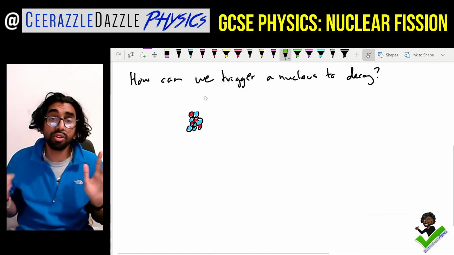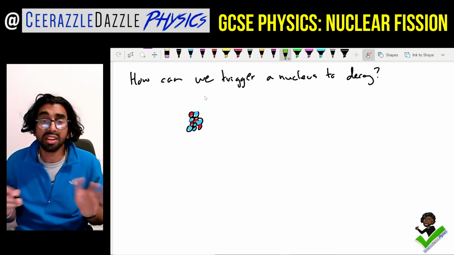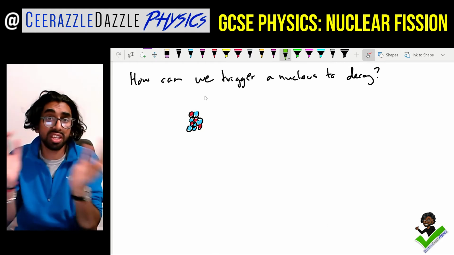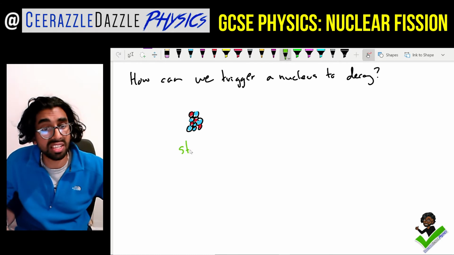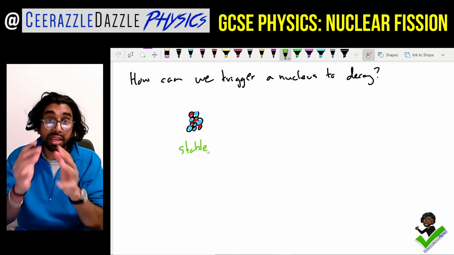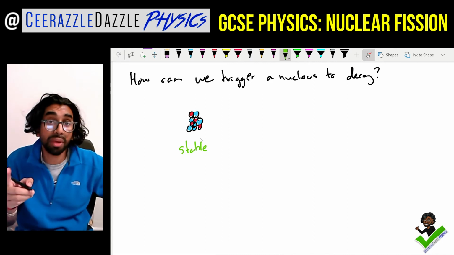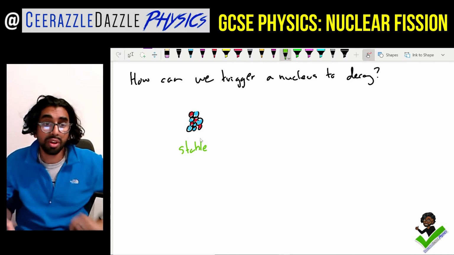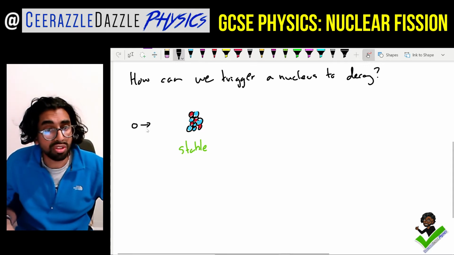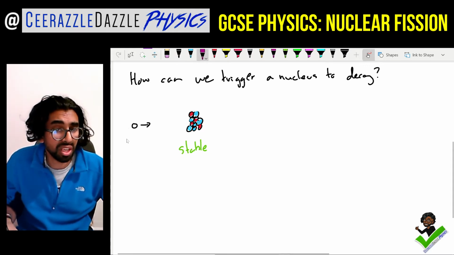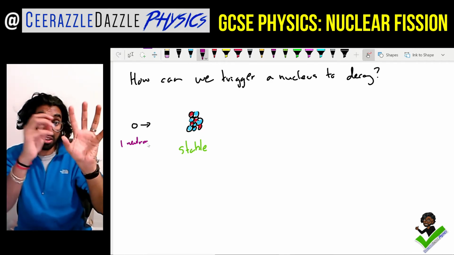Okay, so moving on from here, now we're going to talk about how we can trigger a nucleus to decay. How exactly can we cause a nucleus to decay when it's stable? Let's say right now we have a nucleus and it is stable. How could I make it break apart? What could I do to it? Well, the key thing is actually about the nucleus itself. Look carefully. Let's say we were to take one neutron. Here's my one neutron over here. And we're going to fire it into the nucleus.